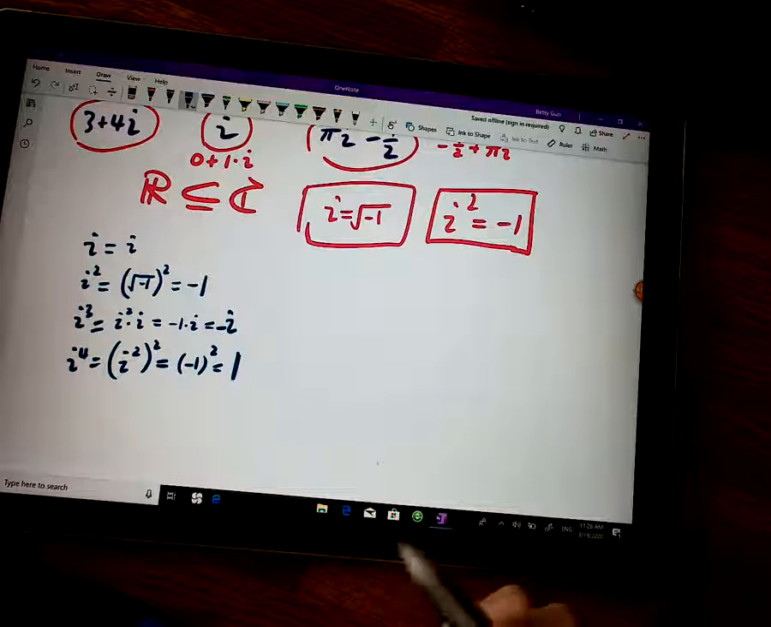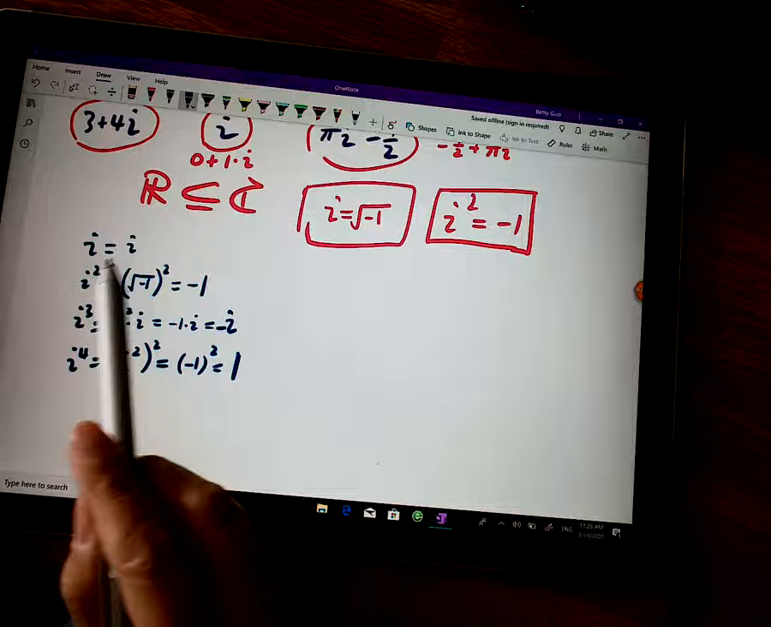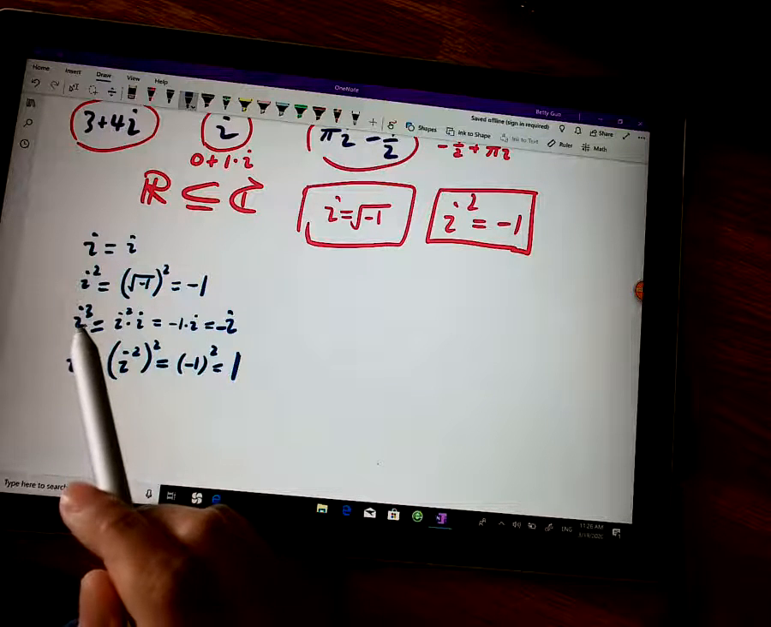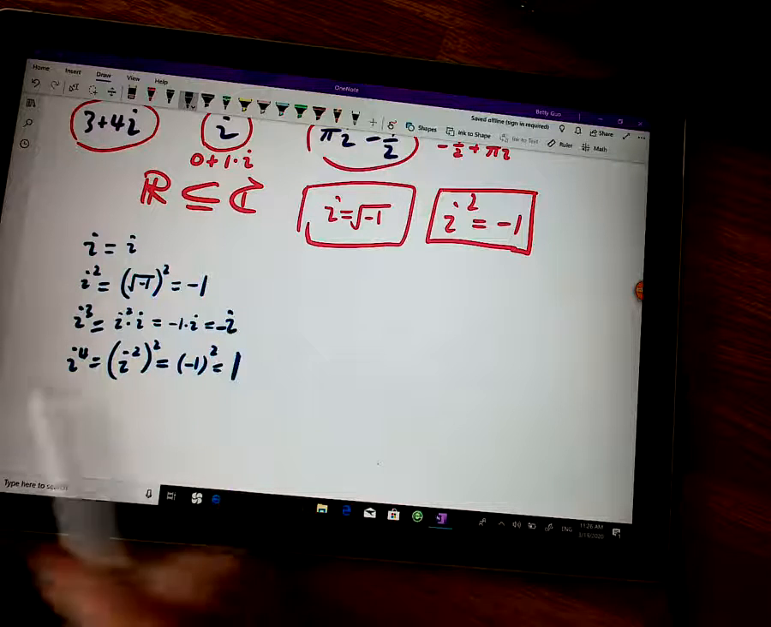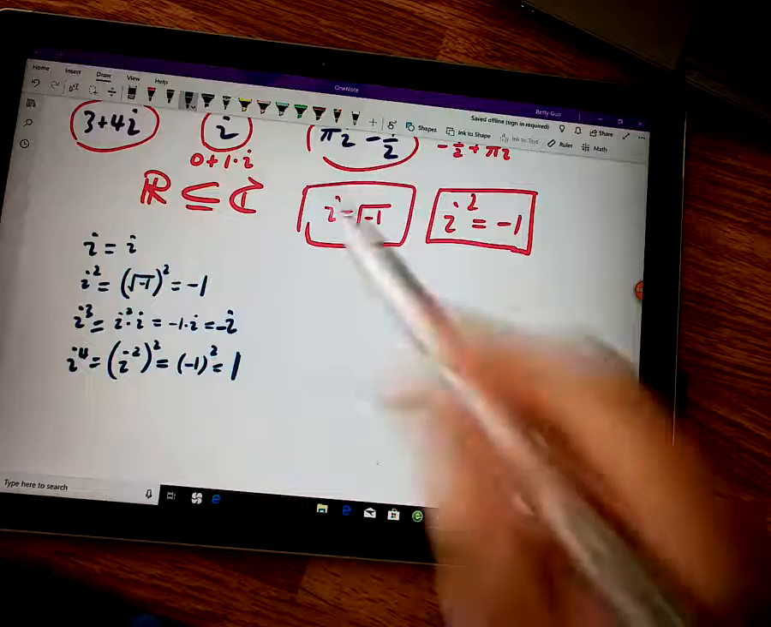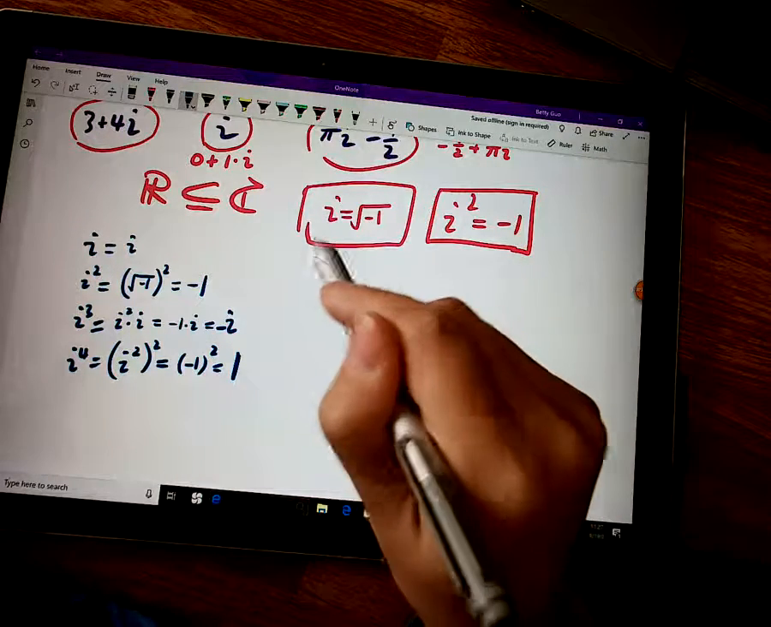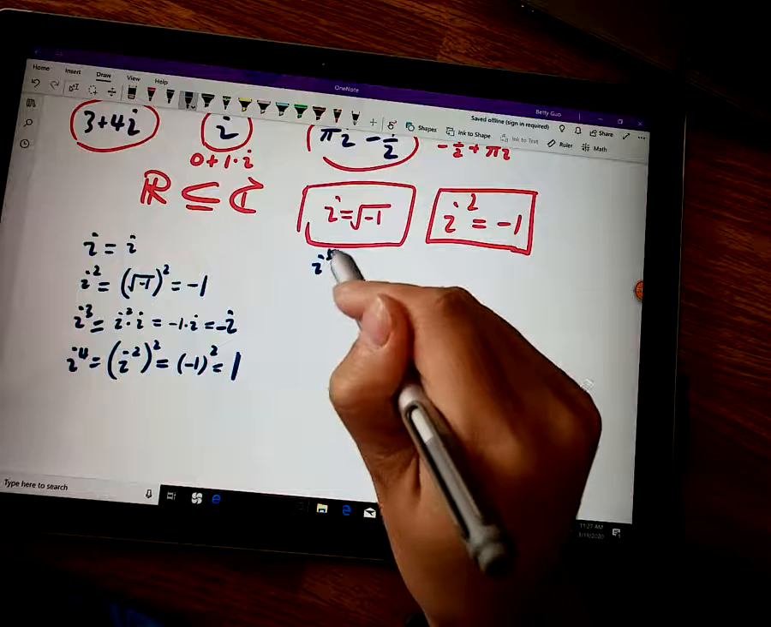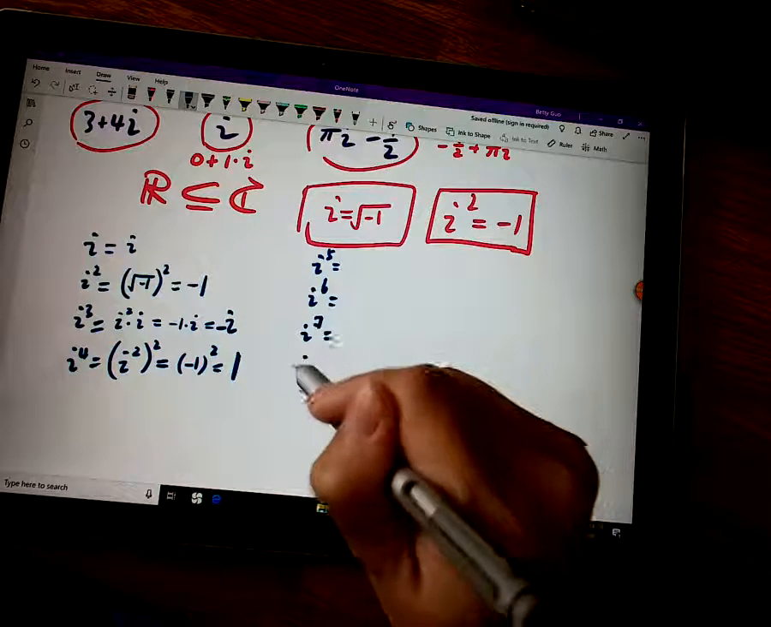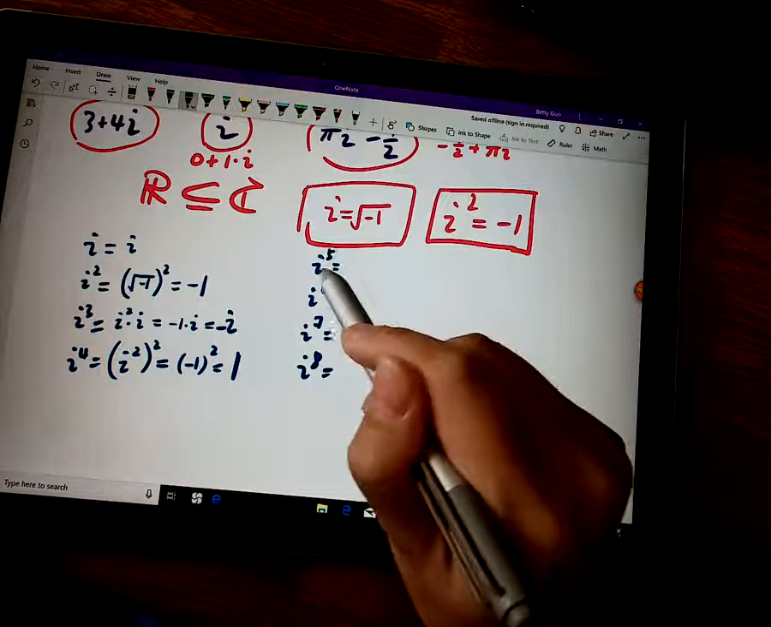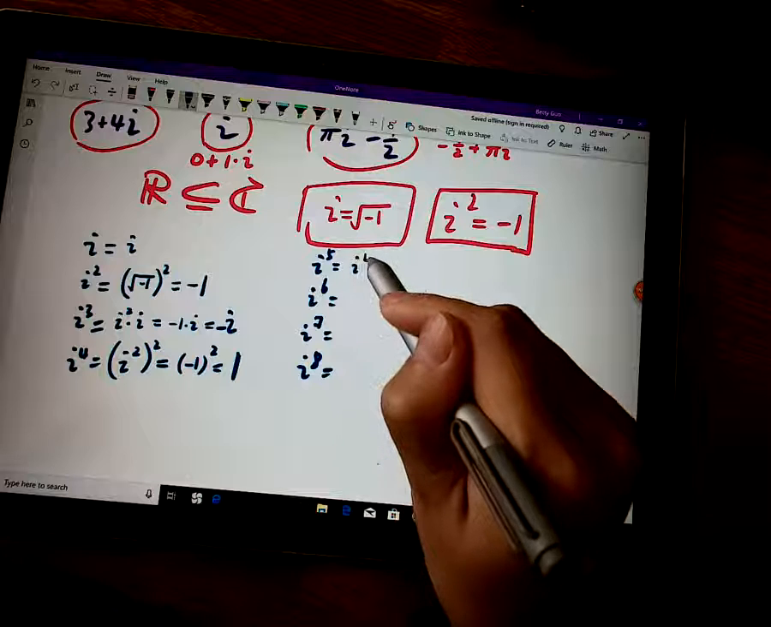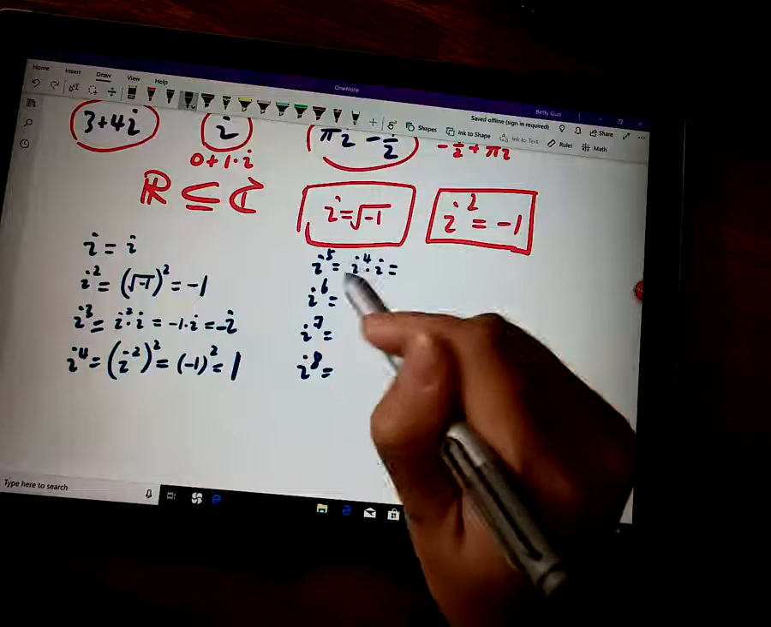Positive 1. Okay, so here i squared is negative 1. i cubed is negative i. i to the power of 4 is positive 1. And now I'm asking i to the power of 5, 6, 7, 8. What is i to the power of 5? Remember, i to the power of 5 can be written as i to the power of 4 times i. i to the power of 4 is 1.